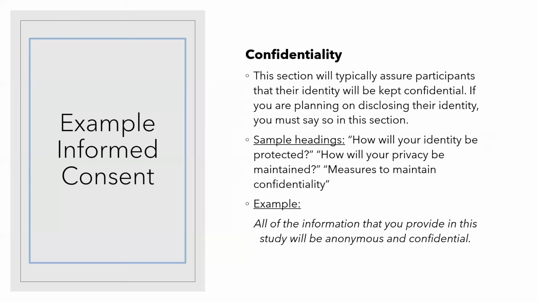Next, confidentiality. This section will typically assure participants that their identity will be kept confidential. If you are planning on disclosing their identity, you must say this. Participants have a right to know who will be seeing what could often be personal information of theirs. But generally, the vast majority of research does not need to disclose participant identity, and if there is no good reason for you to do so, you definitely shouldn't.